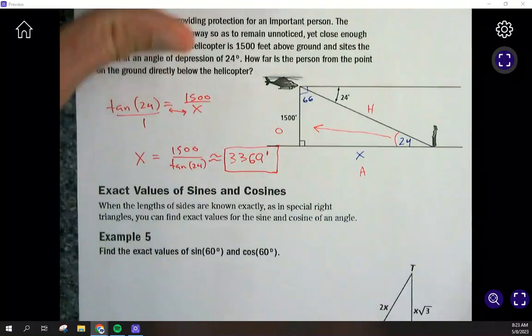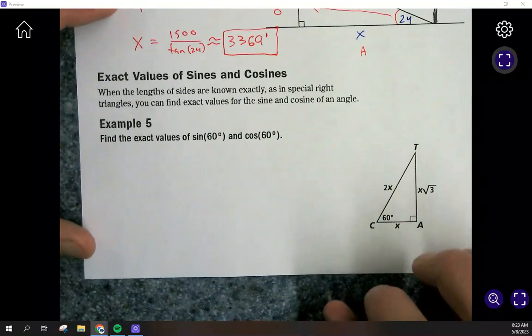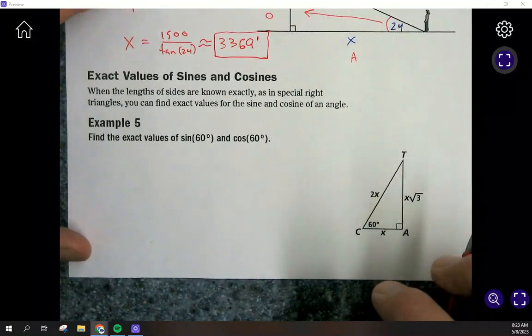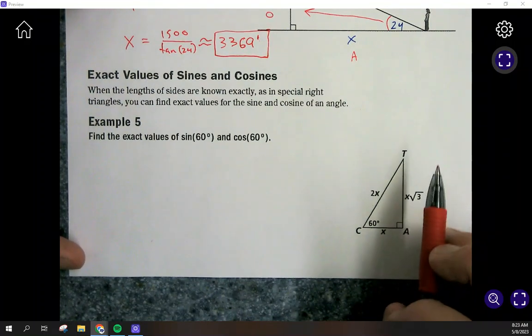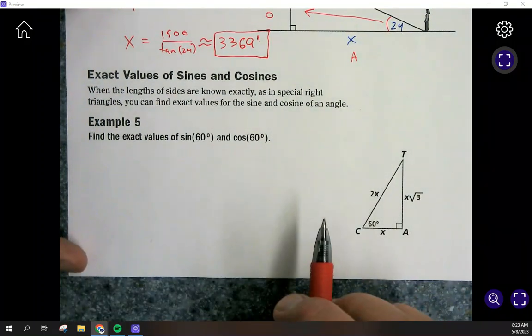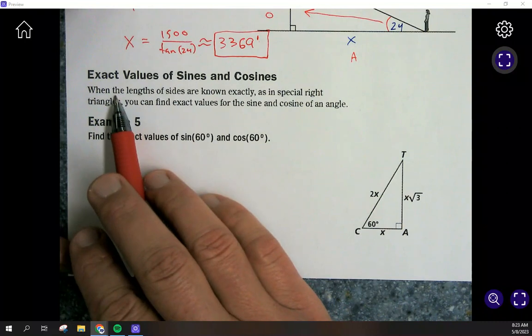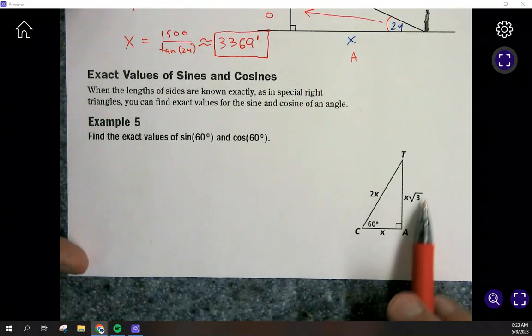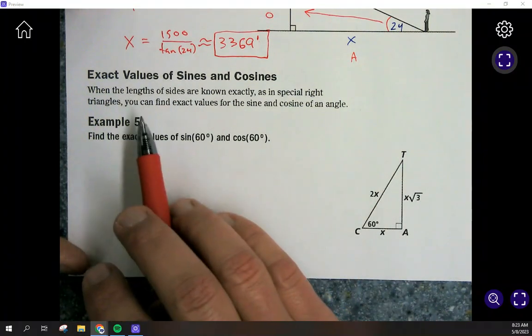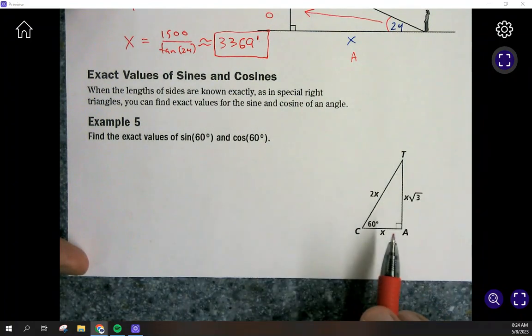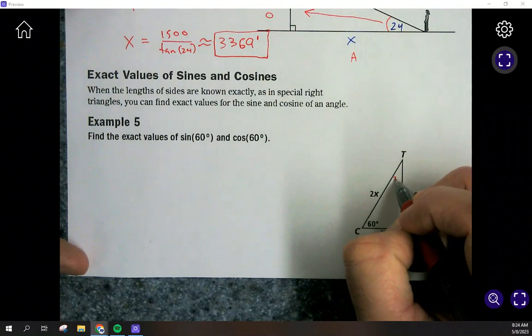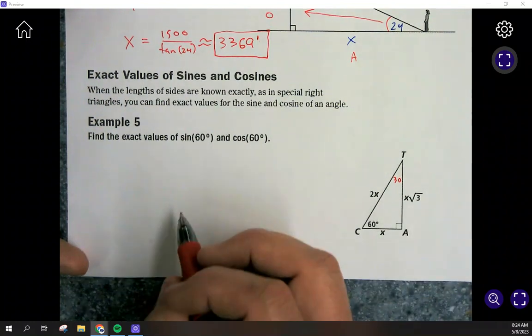All right, and last but not least, we want to look at exact values, meaning we're not going to give a decimal. We're going to give maybe a square root or a radical answer or a whole number answer or a decimal that's not a never-ending one. So when the lengths of a triangle are known exactly, as in a right triangle, you can find the exact value for sine and cosine. So based on our 30, 60, 90, we know this is an x, 2x, x radical 3.